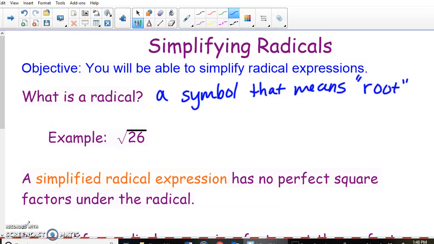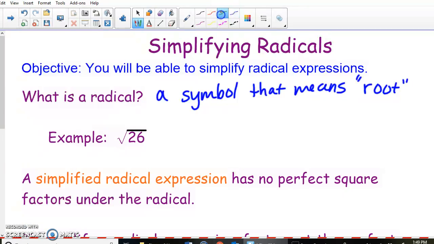Hi class, this is our lesson on simplifying radicals, and this is the lesson that comes before we officially start chapter 8. So this is going to be some info. Part of it's kind of review, part of it's going to set us up for success as we get into chapter 8. Okay, so today we're going to be simplifying radicals, and the first thing we need to know is what is a radical. And a radical is just a symbol that means root.